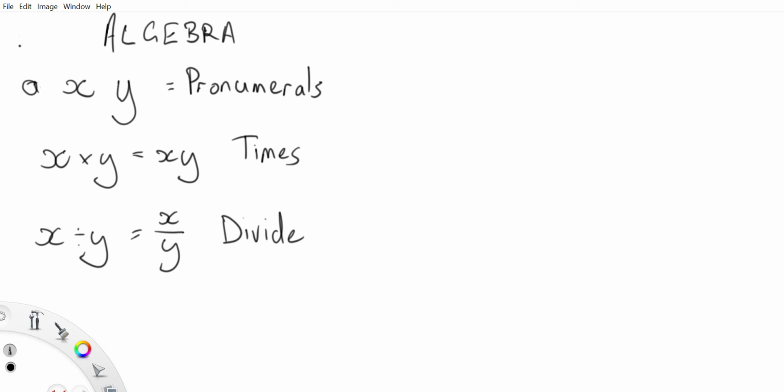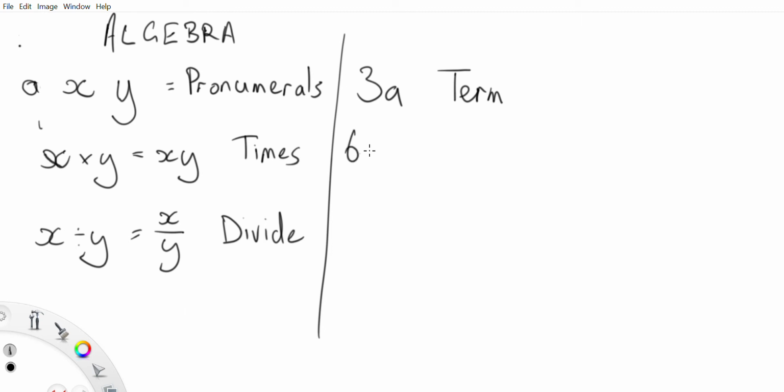We can also talk about terms. So if I said 3a, that's a term, because we've got 3 times a. We could have something big, and we could have 6ab all divided by c, and that's another term, because it's all there together in one group, and it's got times and divide in it.